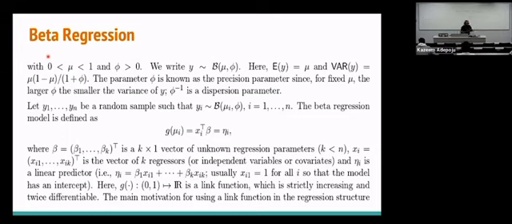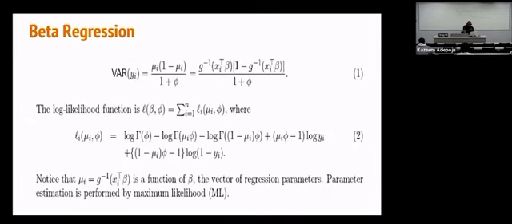Okay, now I need you to take a look at that. If y1, y2 up to yn is a random sample from a beta distribution with parameters mu and phi, we can write a beta regression as that. I'm writing that in a matrix form. Now, just like what I said the other time, the variance of yi in terms of mu and phi is this guy.